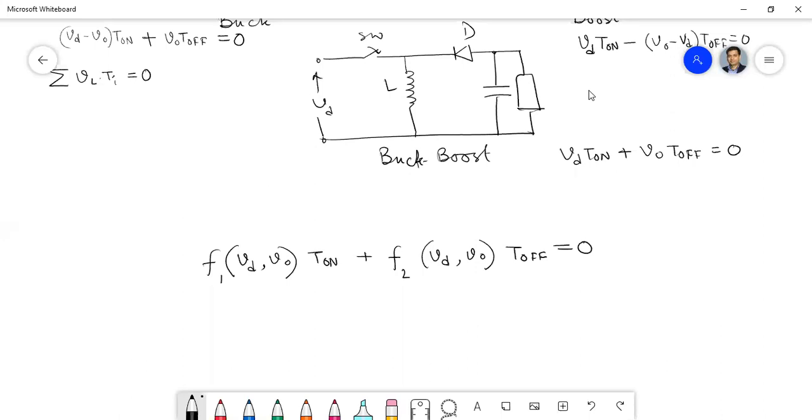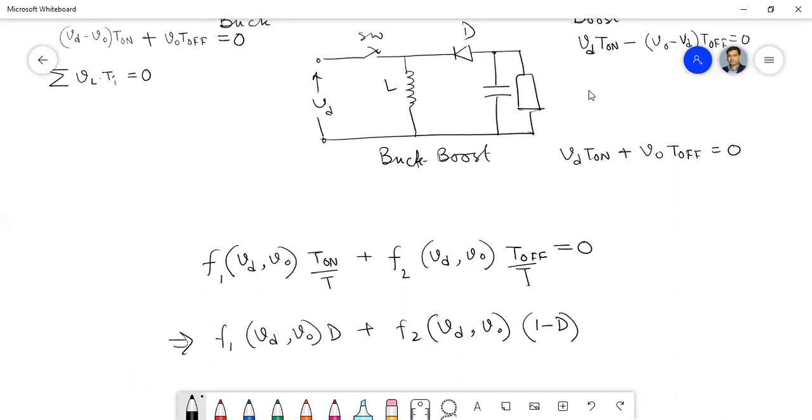This is the expression we are getting for all these converters. Now, if we divide both by T, the first one will give me the duty cycle directly. And what about the second one? Second one is nothing but 1 minus D, isn't it? Are you getting this? So what is T off by T? It is nothing but T minus T on by T. That is 1 minus D. So that I have written there.